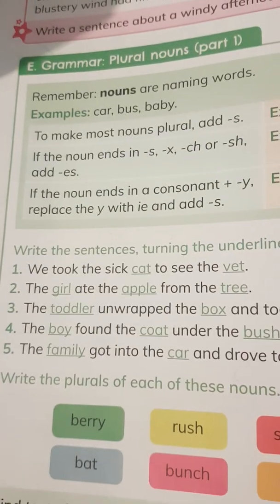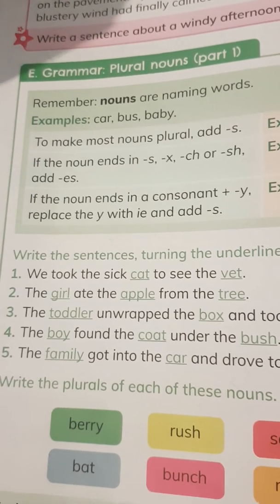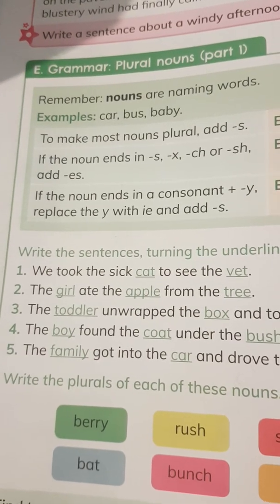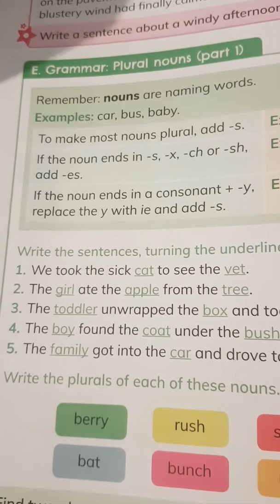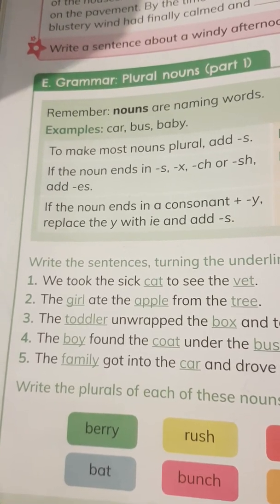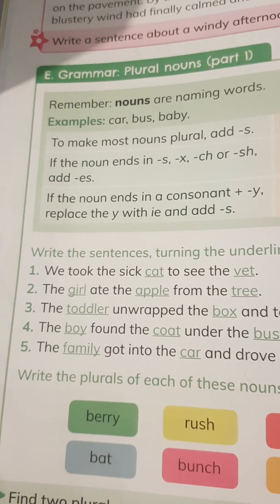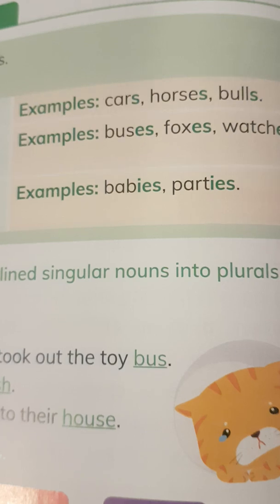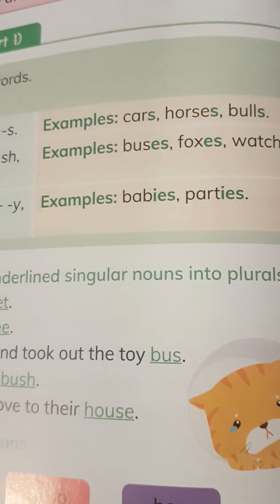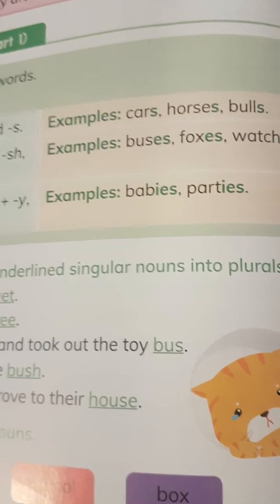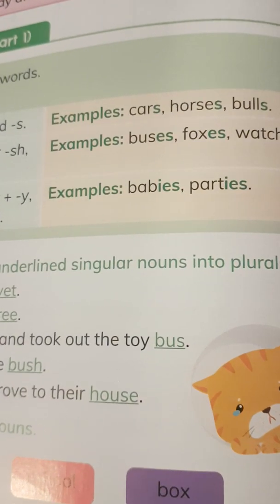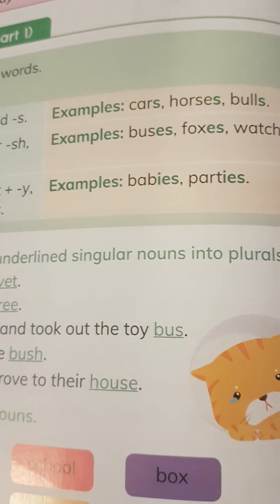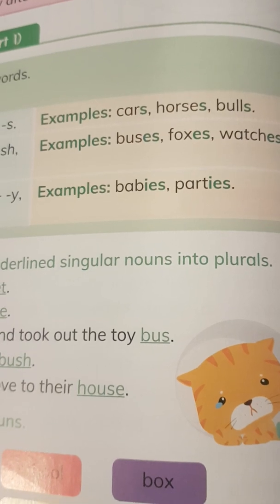The other exception is when the noun ends in a consonant plus a Y. A consonant is a letter that is not a vowel, so any letter that's not A, E, I, O, or U is a consonant. What you have to do there is replace the Y with an IE and add an S. It sounds pretty complicated, but I'm sure you already know it and write it all the time. So baby, B-A-B-Y, becomes babies with an IES. I had to take the Y away there, replace it with the IE, and then put on the S.